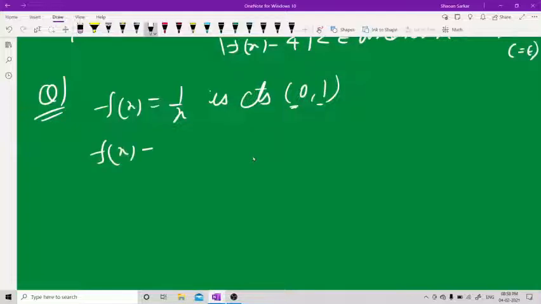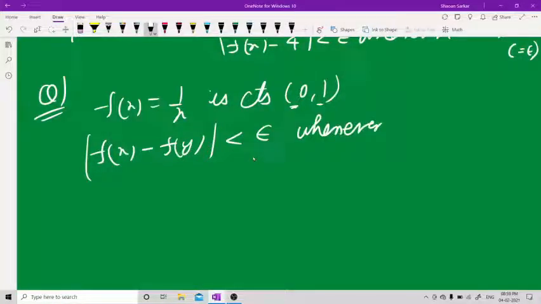f(x) minus, let's say, f(y). Now I'll take this definition, is less than epsilon whenever, because I can't put the limit 0, I can't put the limit 1. I can't put 0 and I can't put 1, that is why I took y, I did not take f(0) or f(1). Whenever x minus y is less than delta.